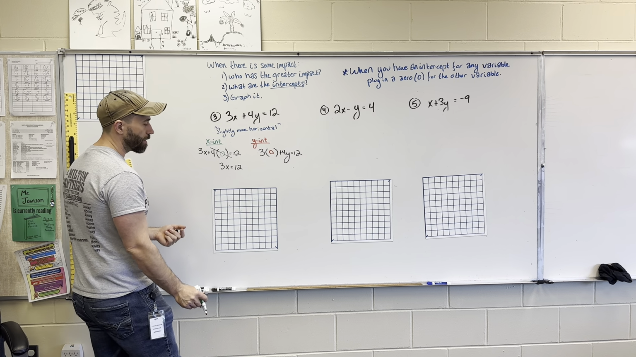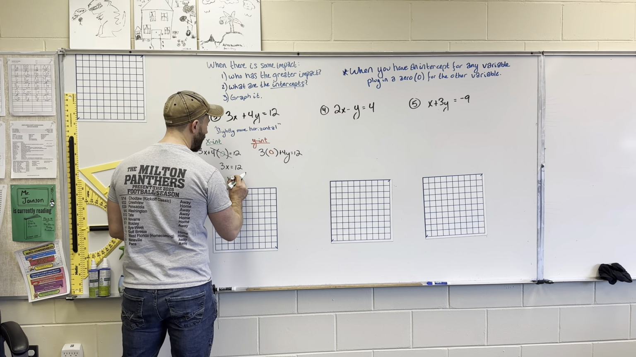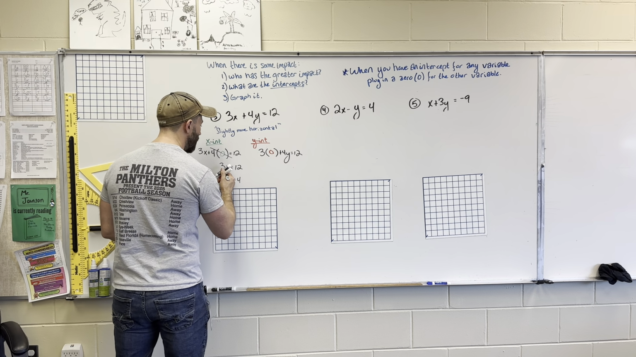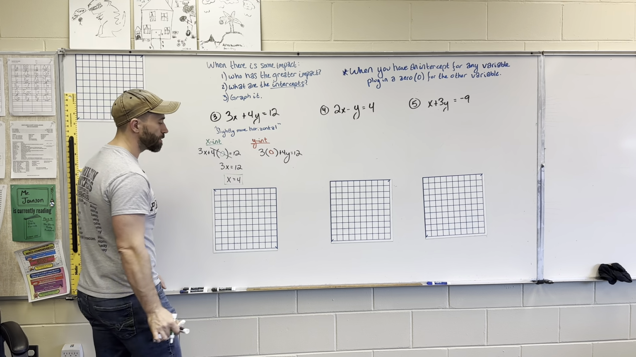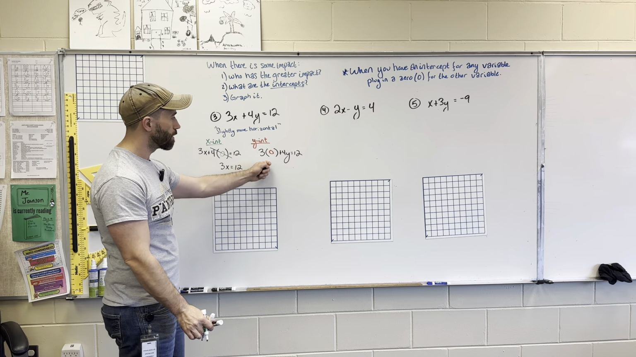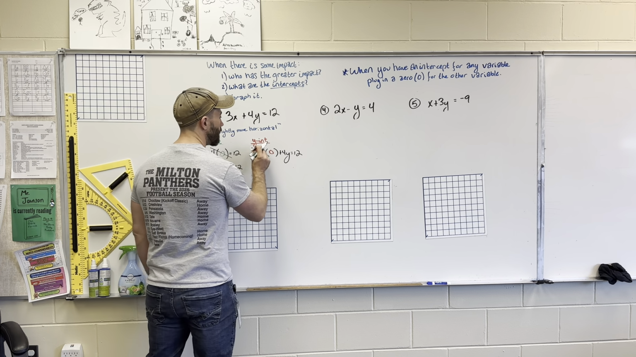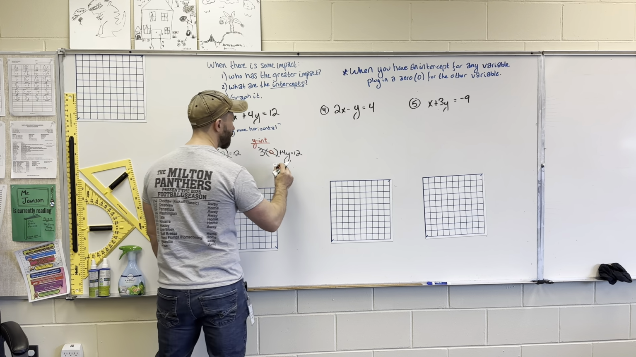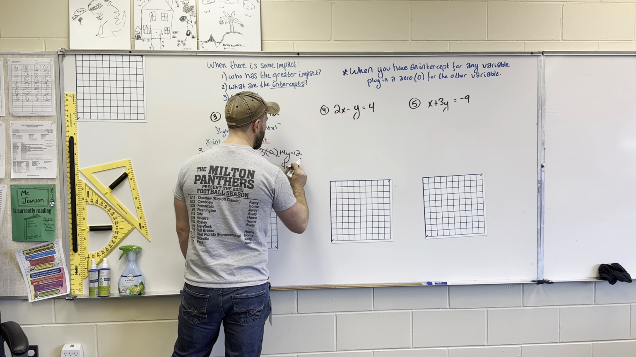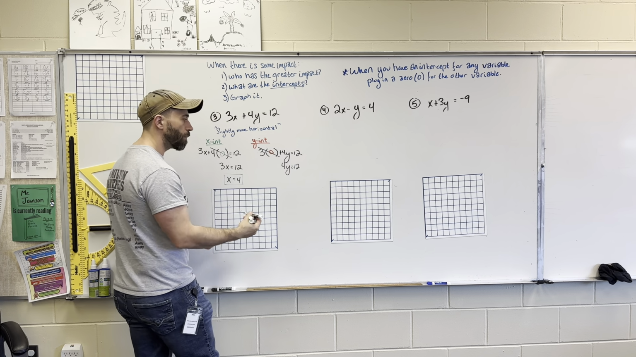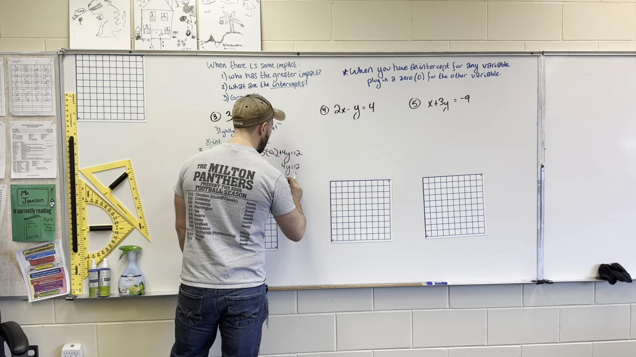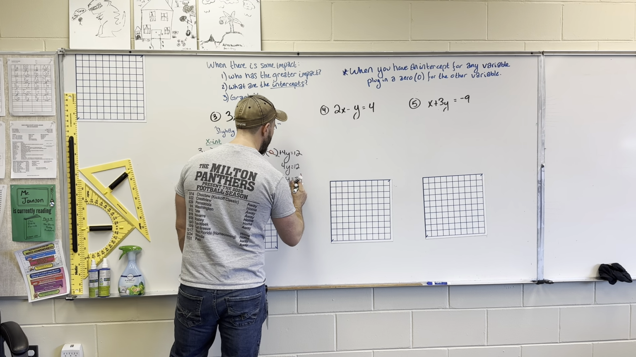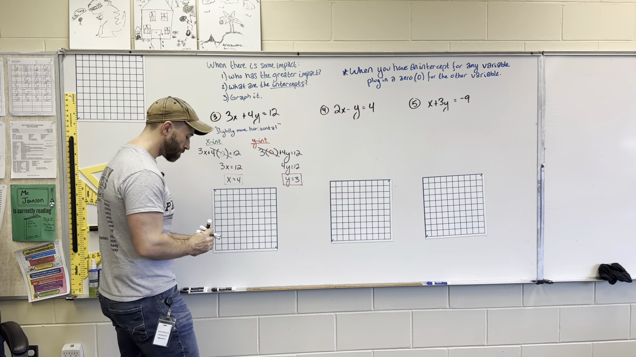Then I say, okay, how do I get rid of the 3? Divide by 3, so x equals 4. Here is my x-intercept, at x equals 4. For the y-intercept, 3 times 0 zeroes out. That is completely removed, so I end up with 4y equals 12. How do I get rid of the 4? Divide by it. So I get y equals 3. So there is my y-intercept.